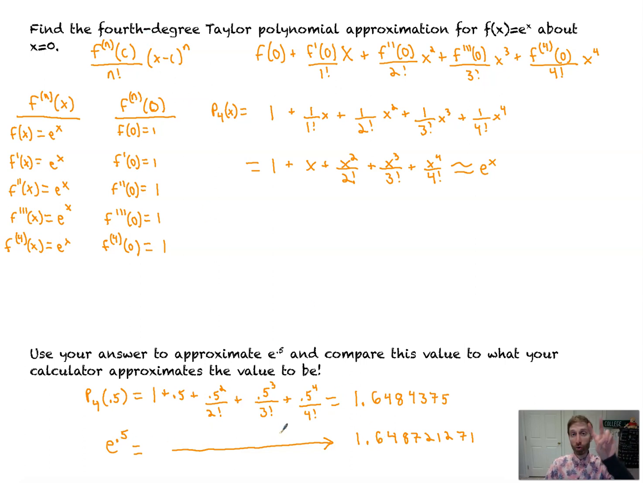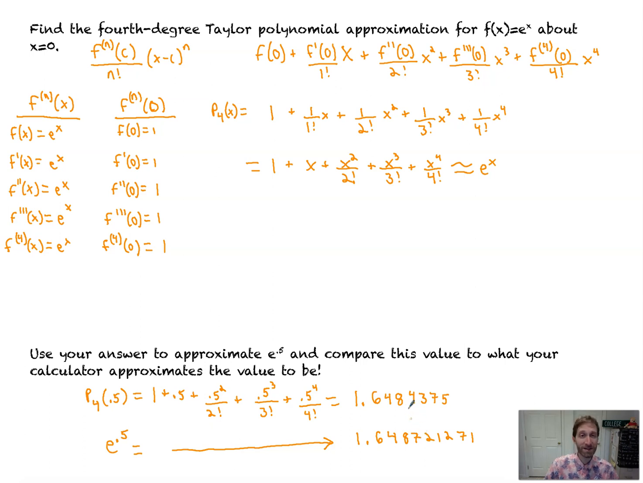And the true value, I'm putting that in quotes because guess what your calculator is using to approximate e to the 0.5? It's using this polynomial, but expanded out to higher degrees. So it gets 1.6487. So we go out to the 10,000th place to see that we're off by basically around 2 or 3 10,000ths. That's not bad.